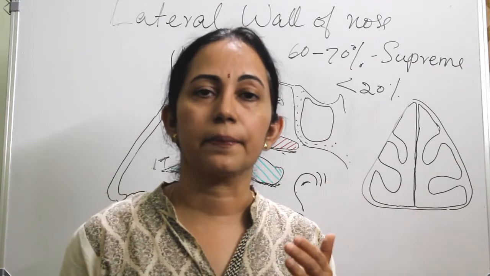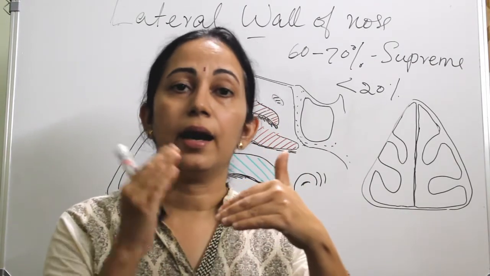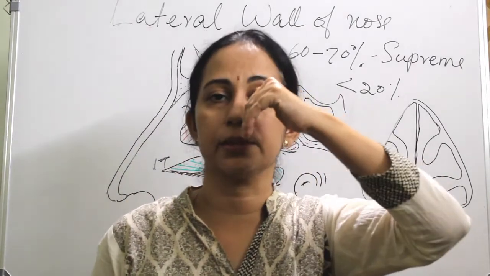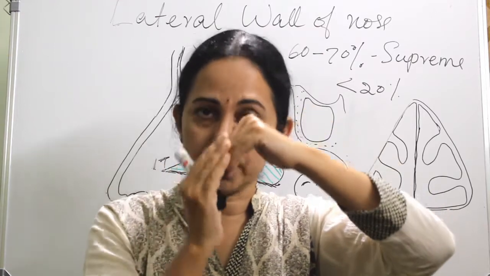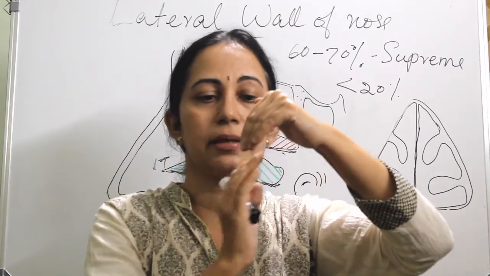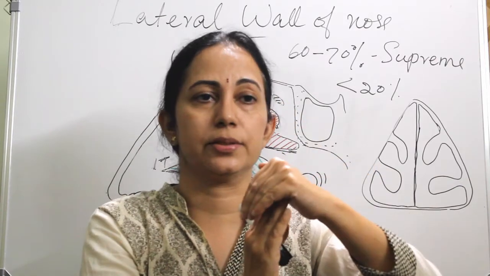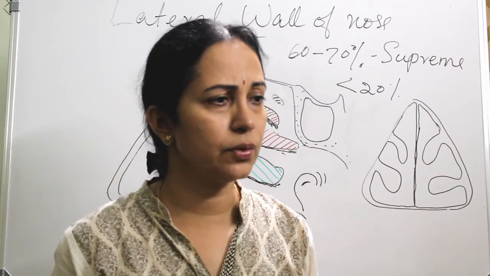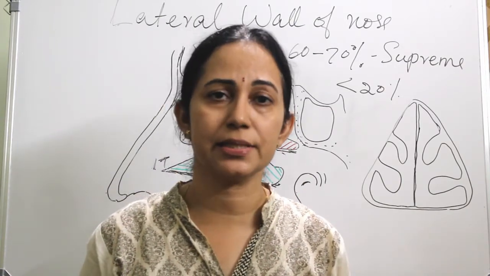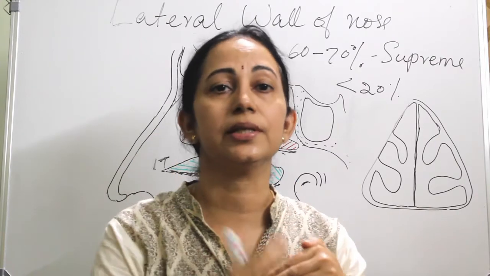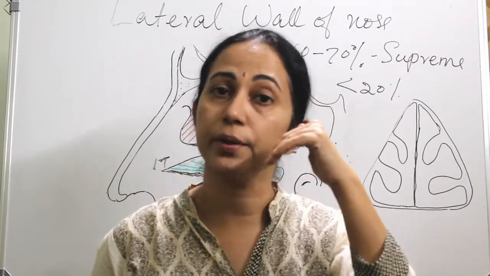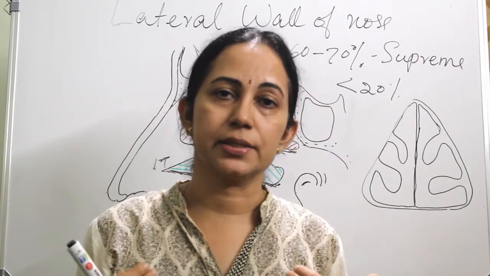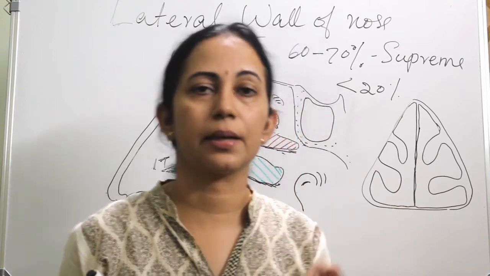Actually, the meatuses are lateral and inferior to the turbinates. From the lateral wall of nose, the turbinates project like this, and the meatuses are seen lateral and inferior to the turbinate. You have to remember that spatial orientation. What is the word meaning of meatus? It is a Latin word meaning passage, and these passages are lateral to the turbinates or the corresponding bones. So the lateral wall of nose contains 3 turbinates and 3 meatuses.